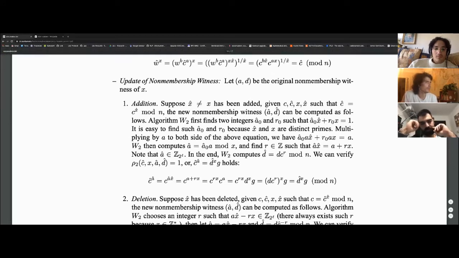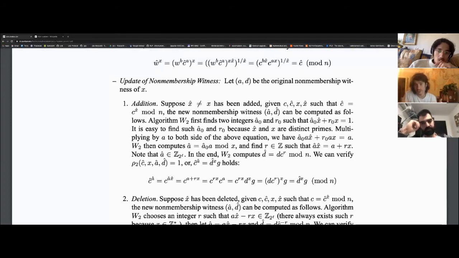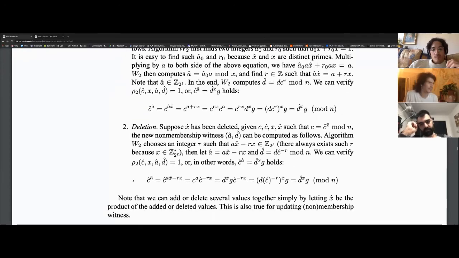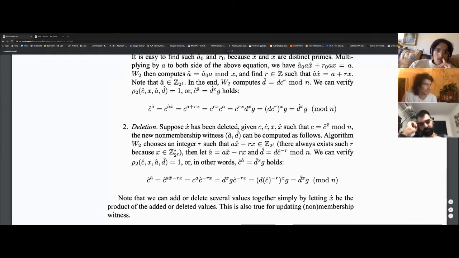Then you just play a little bit with the algebra. I feel weird describing in words what is written on the paper, but basically you can compute this D hat, which is the updated non-membership witness, and then you can verify that this property holds: C hat to the A hat is equal to D hat to the X times G mod N. So again, I can update the non-membership witness under addition of a new element X hat efficiently and without the auxiliary information, so in a public setup. For deletion, same thing. It's pointless to describe exactly the steps, but you can verify this equation holds.